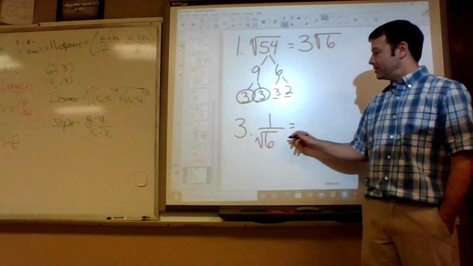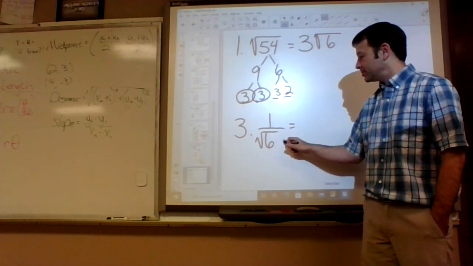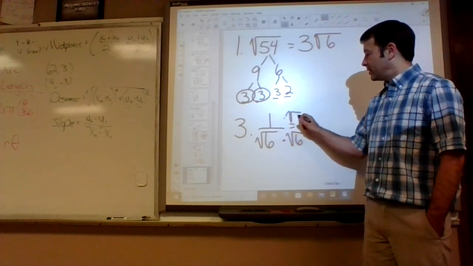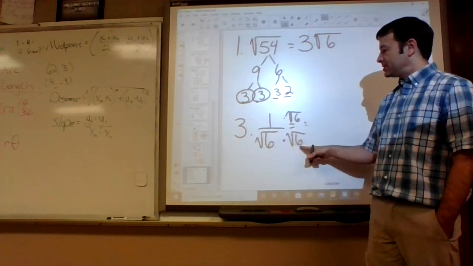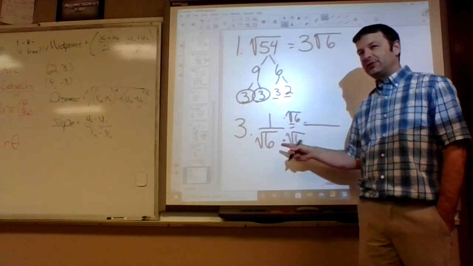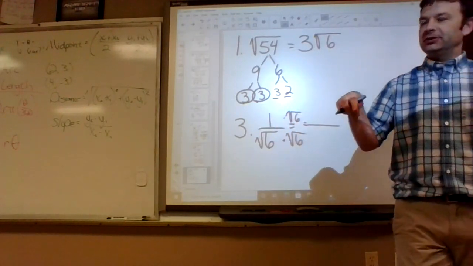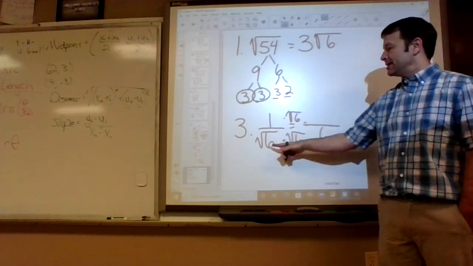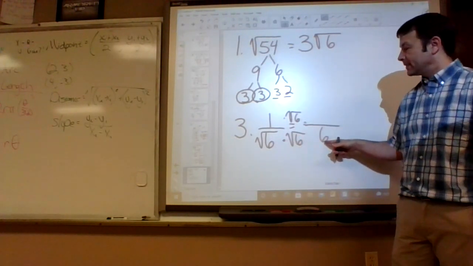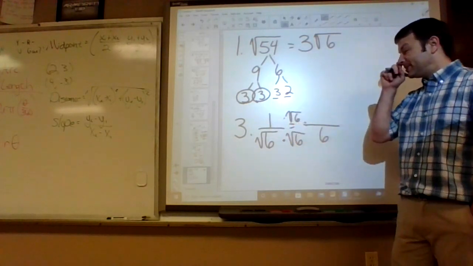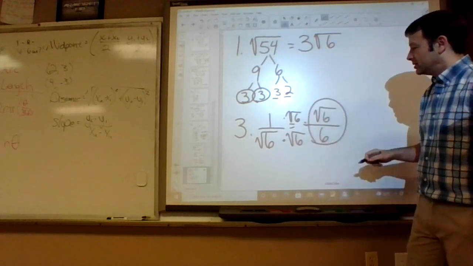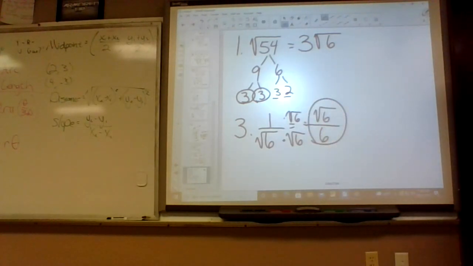How do I get rid of square root of 6 in the denominator? You multiply it by square root of 6 over square root of 6, so you multiply it by itself. And what happens is, what's square root of 6 times square root of 6? It's square root of 36, which is normal 6. So anytime you square a square root, it just becomes a normal number. And what's the top? What's 1 times square root of 6? Square root of 6. So it's square root of 6 over 6.